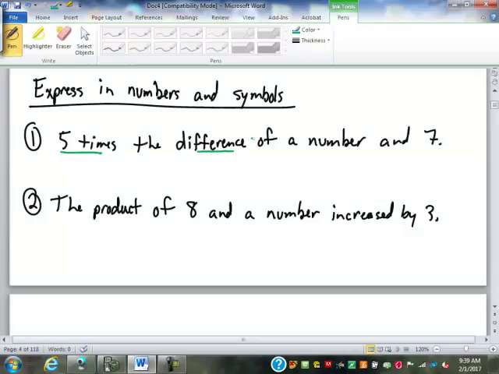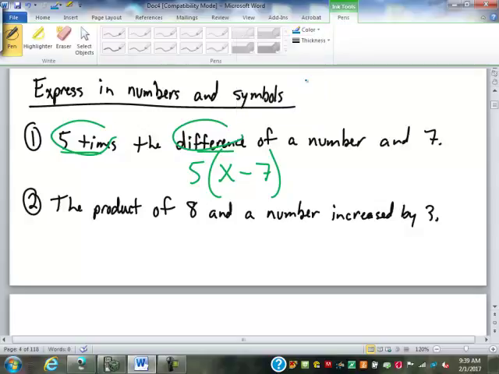Which one has to happen first here? The x minus 7. Yeah, the difference. Because it's 5 times the difference, not 5 times the number. So the subtraction has to happen first. So we need parentheses around the x minus 7 and then times 5.